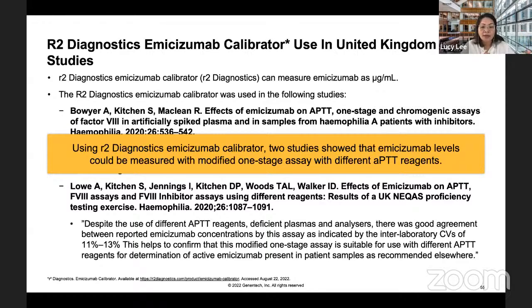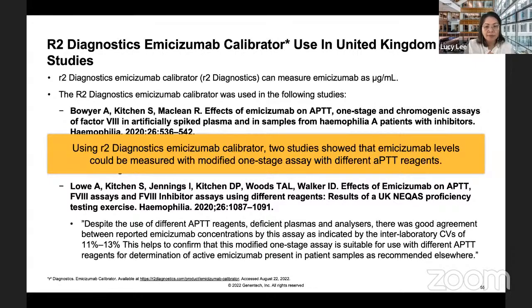pre-dilution. And with the use of an emicizumab calculator, what you can do then is create a standard curve that gives you a factor VIII activity and a corresponding emicizumab concentration. So it allows you to essentially read your results and do a unit conversion to micrograms per ml of emicizumab level.